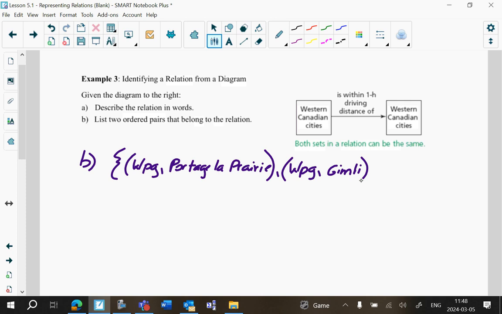More. That's pretty good. You know what? You guys have actually been the best at this in all the years I've done this example. Because I think in previous years, a class has only managed to give me one. Right? Regina and Moose Jaw. They're pretty close together. Kind of like Winnipeg, and you could have done Winnipeg and Steinbach. That's another one.